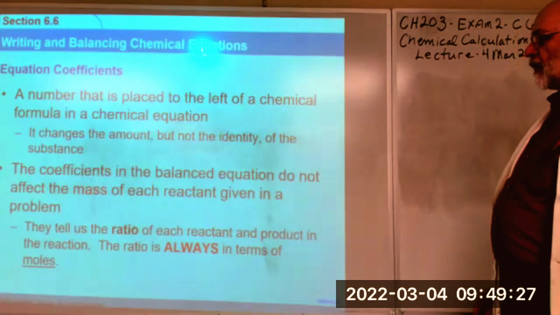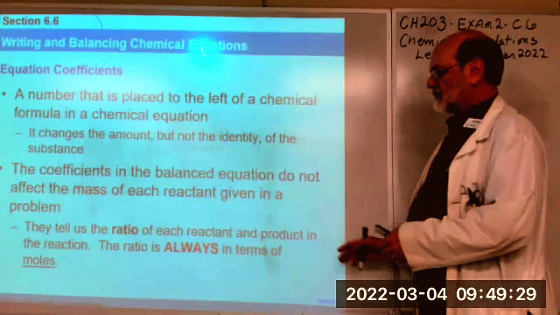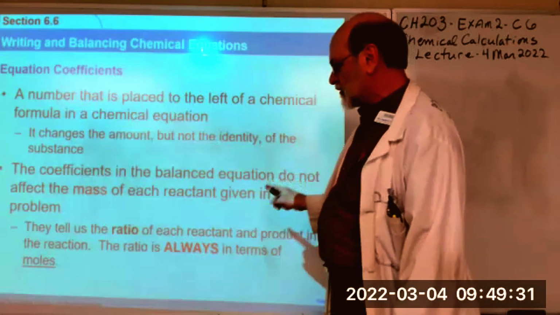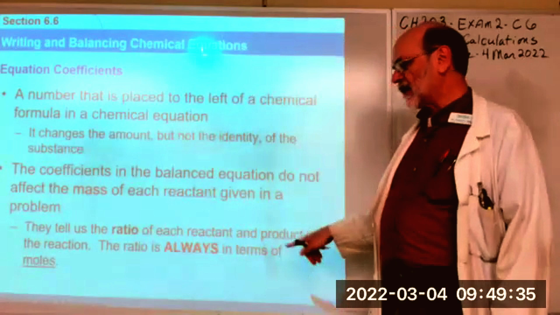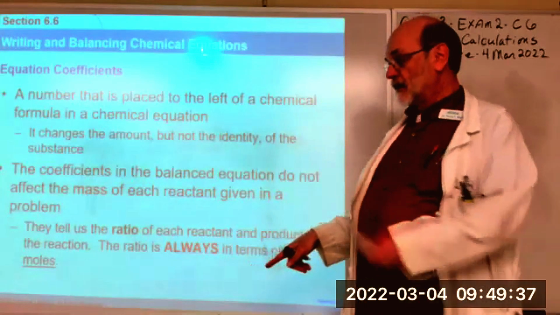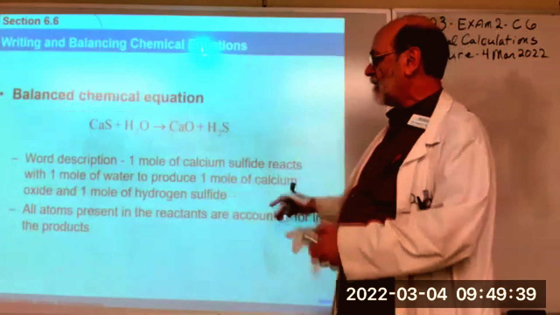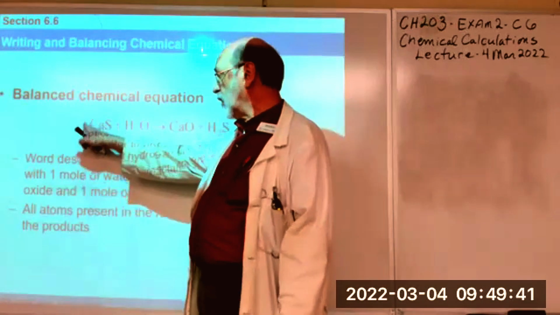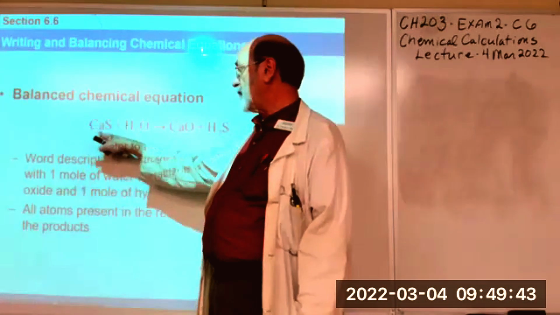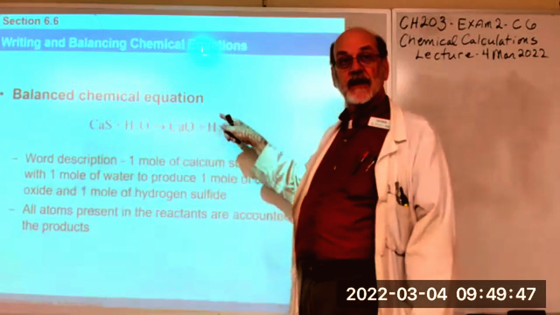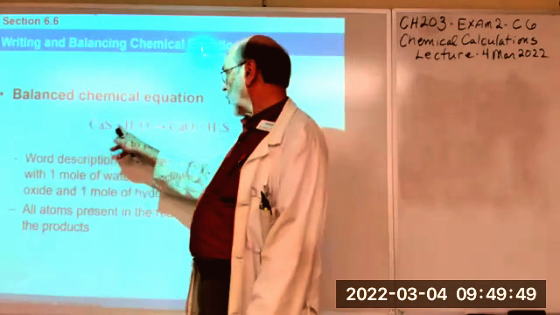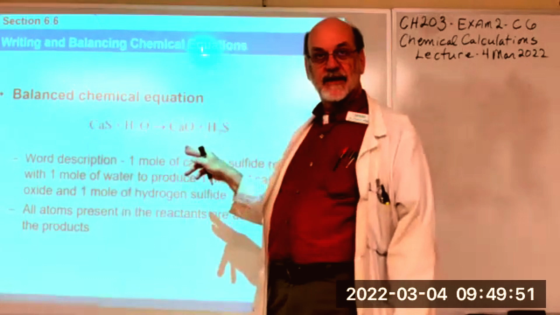Okay, so once we've balanced an equation, those coefficients tell us the ratio of each of the reactants to the products. So if we're saying that 1 mole of this compound plus 1 mole of that yields 1 mole of this and 1 mole of that, the ratio is 1 to 1 to 1 to 1.